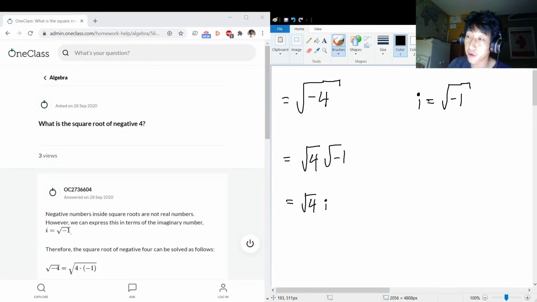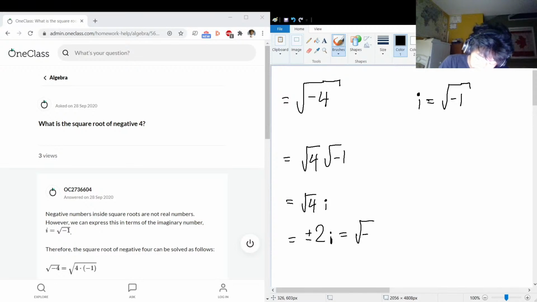And the square root of 4, well, what multiplied by itself gives us 4? 2 times 2 gives us 4. Negative 2 times negative 2 also gives us 4. So we do need the plus minus 2. The square root of 4 equals plus minus 2, and that's multiplied by I. So the square root of negative 4 is equal to plus minus 2I.